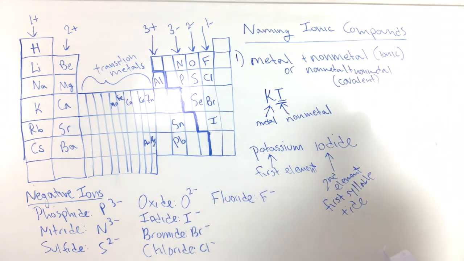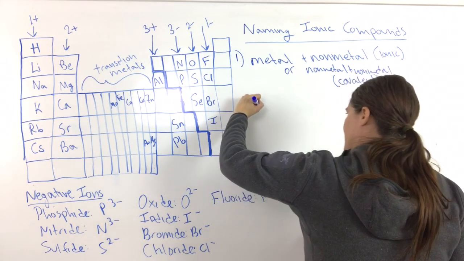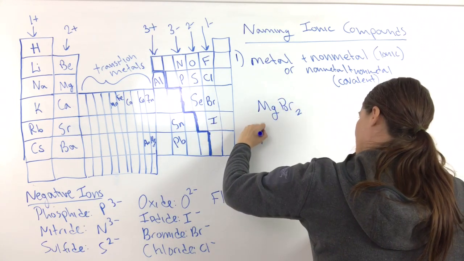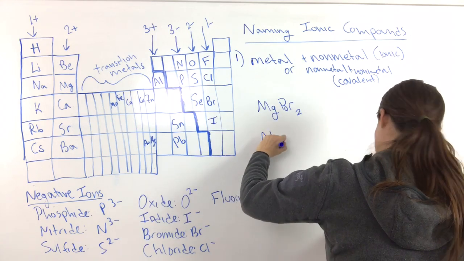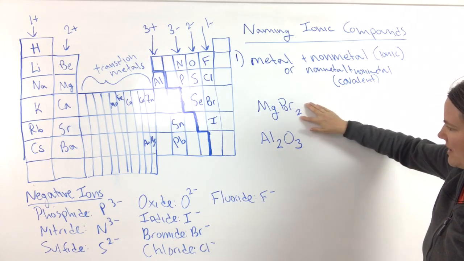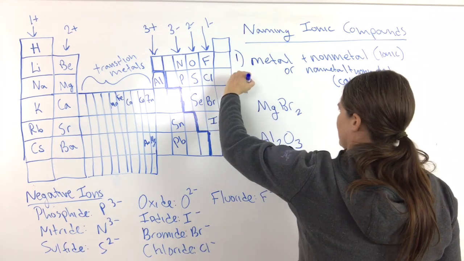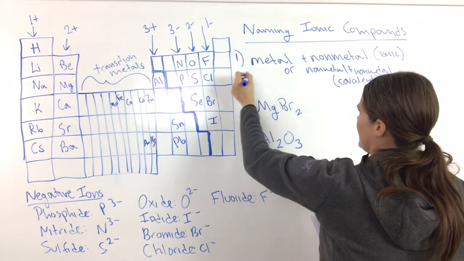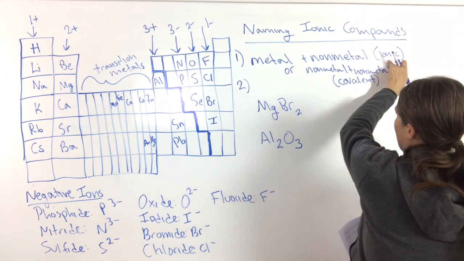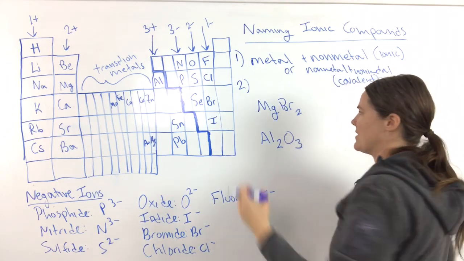So let's go ahead and do another example. Let's say that we have magnesium and bromine. And let's look at two examples. We also have aluminum and oxygen. For the first one, the first step is to figure out, and I'm going to actually write the other steps here. First, we figure out if we have a metal and a nonmetal. If we do, we have an ionic bond. If we have two nonmetals, then we have a covalent bond, and then we need to use different naming rules.